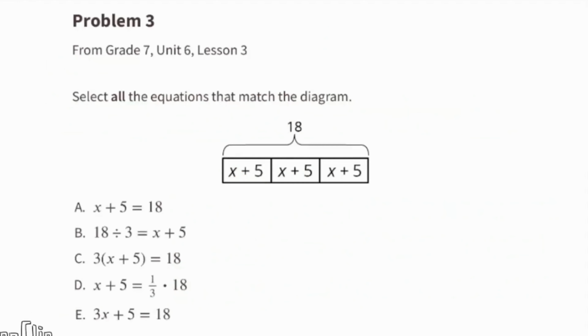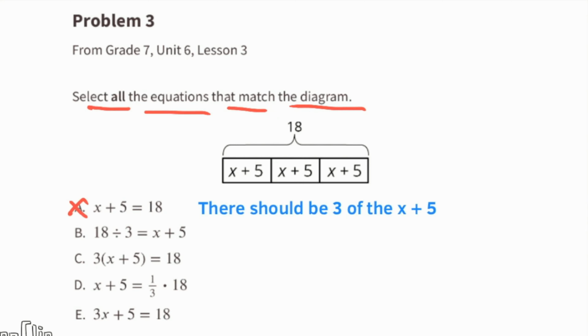Problem number 3 from 7th grade, Unit 6, Lesson 3. Select all the equations that match the diagram. Look closely at the diagram. You have three groups of x plus 5, and that all equals 18. Since A only has one group of x plus 5 equaling 18, it doesn't match the diagram. There should be three groups of x plus 5 equaling 18.